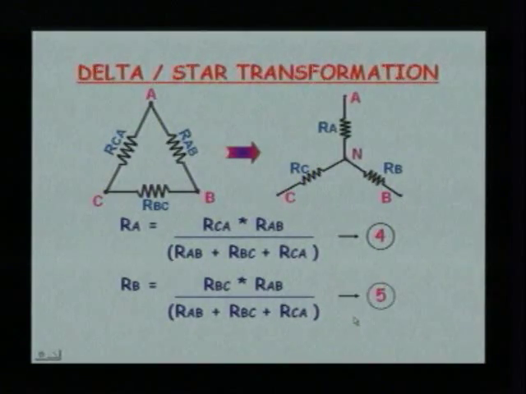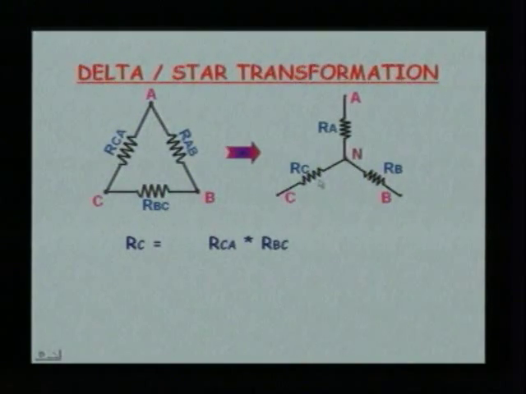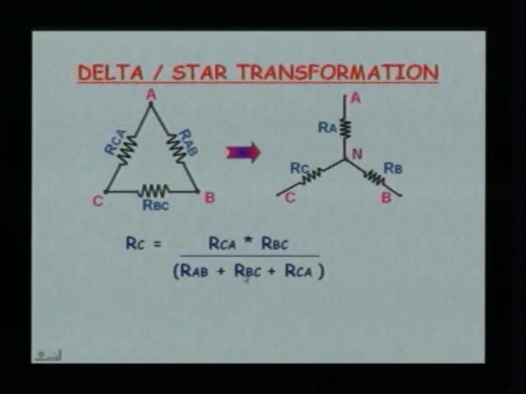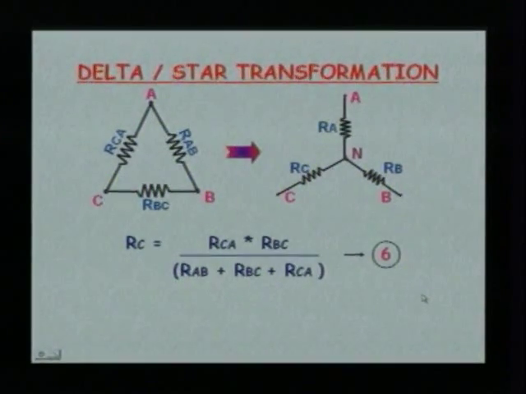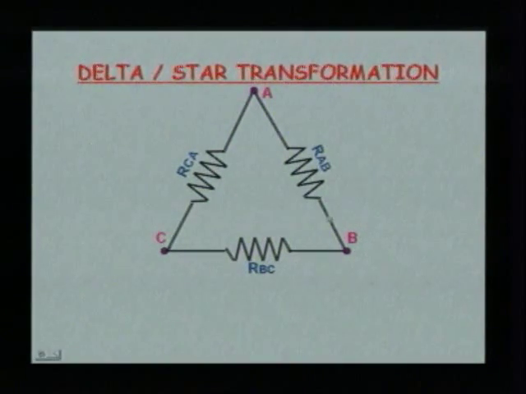Let this be equation number 5. Likewise, we have got RC equal to RCA into RBC divided by RAB plus RBC plus RCA, that is a sum of all the delta elements. Let this be indicated by the equation number 6. This is how we are going to convert a delta network into star. Let us look at a generalized one, that is, if we have got the delta configuration, we want to have a star.